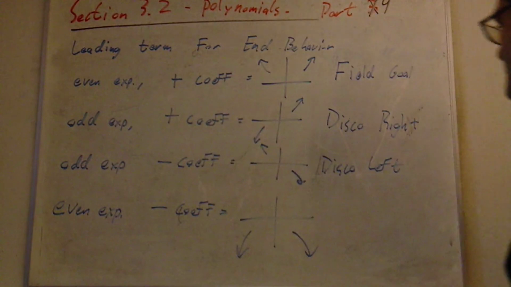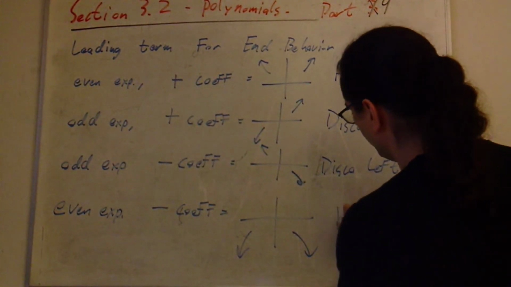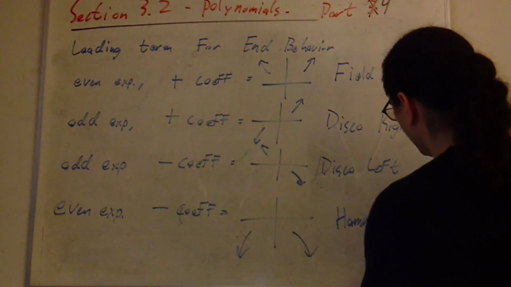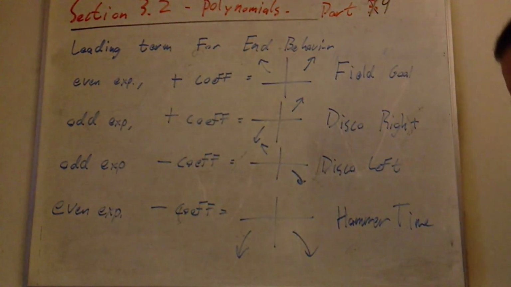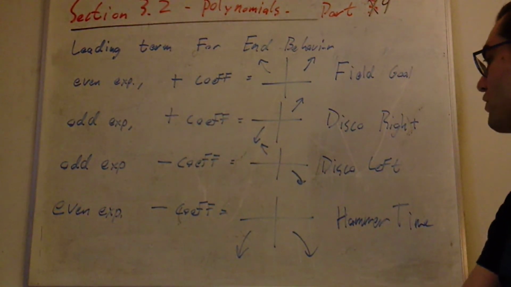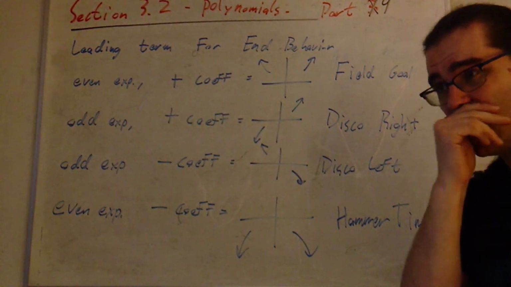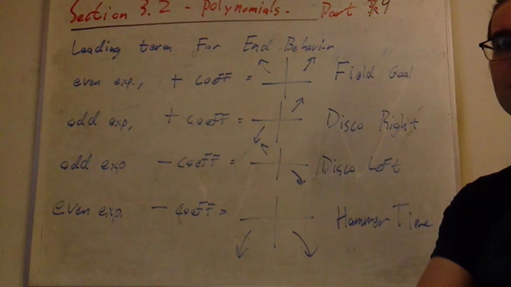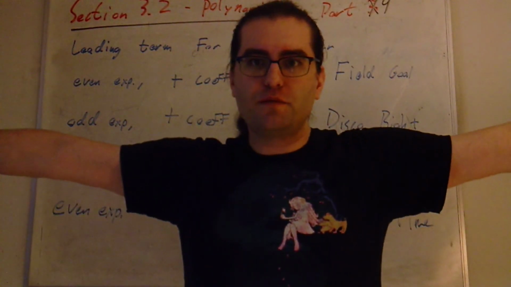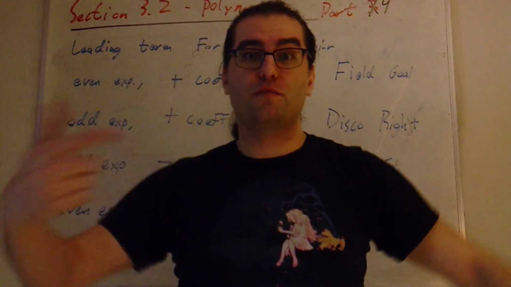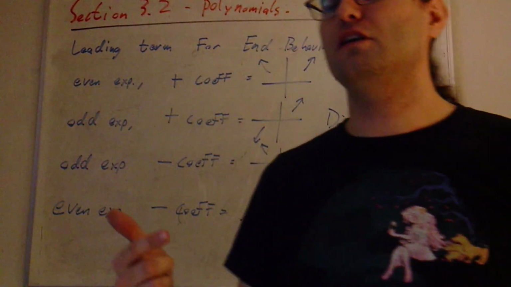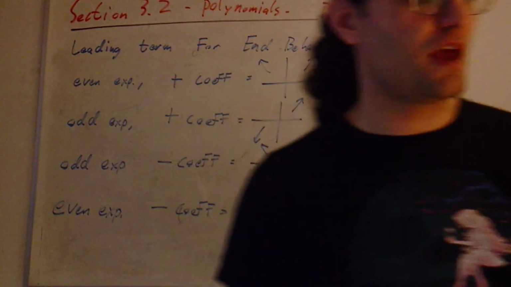That's it. That is the full list of end behaviors. Field goal, disco right, disco left, hammer time. Those are the only 4 options for polynomial end behaviors. In the last online meeting, the possibility of a T-pose end behavior was raised, and we're going to talk about that in the next section, 3.5, when we do rational functions. So look forward to that.